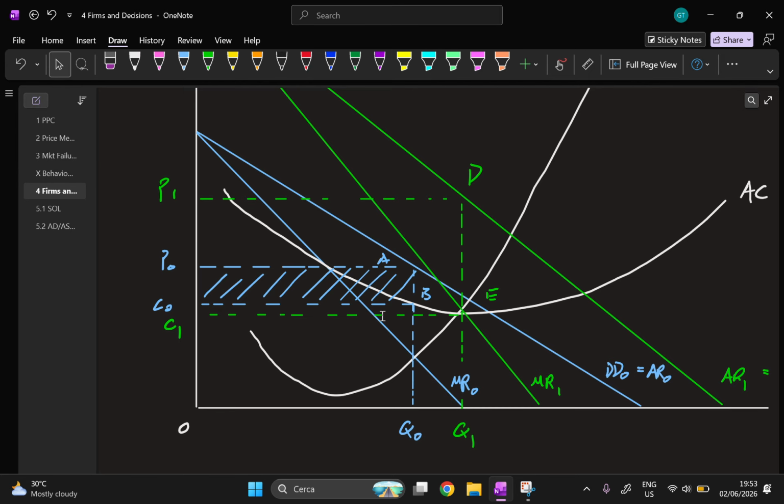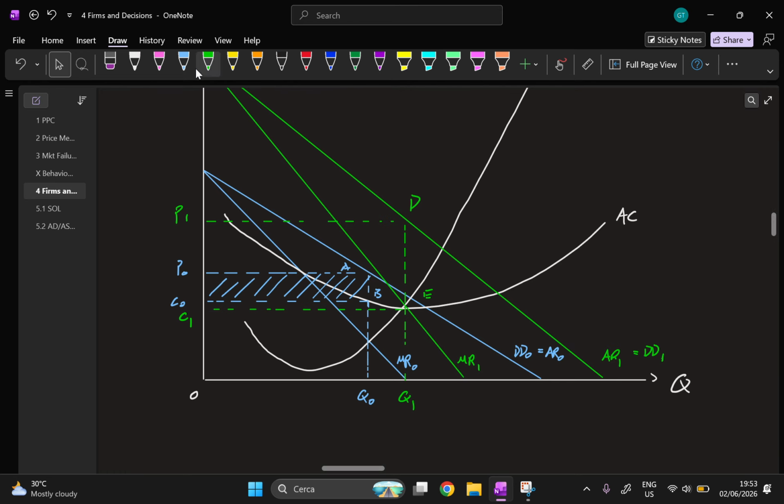Okay, but please check your axes, the labeling, check that your Q0 is below Q1, check that your lines MR0, MR1, AR0, AR1 are in this order, and you know that as ugly as your diagram is, it is technically correct and economically correct as well.